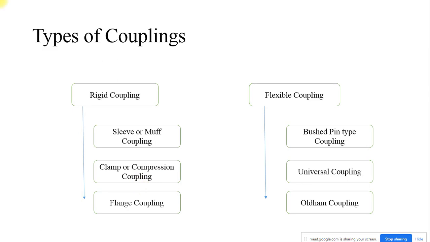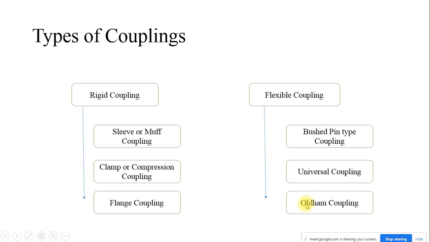So finally I am coming to the discussion of types of couplings. Couplings can be further classified into rigid and flexible couplings. You may know the difference between rigid and flexible. Rigid is fixed and cannot be easily changed, but flexible can be easily changed. Further, the rigid coupling can be classified into sleeve or muff coupling, clamp or compression coupling, and finally flange coupling. The flexible coupling can be further classified into bush and pin type coupling, universal coupling, and Oldham coupling.